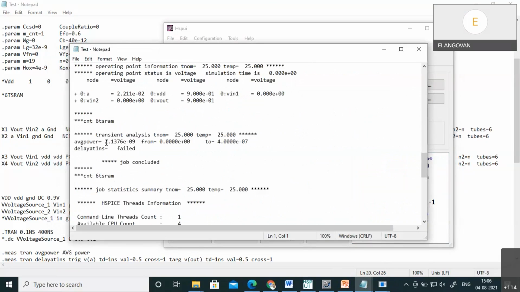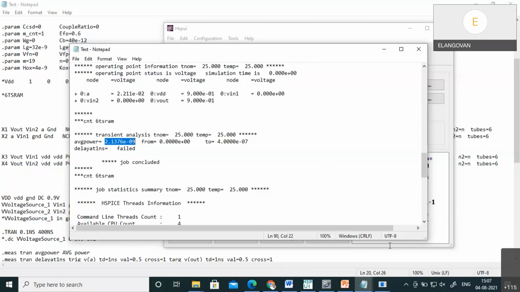Yeah, listen, power has decreased well, right? Rather than using a common chiral vector for all the devices, if you use different chiral vectors, like a PCNTFET with a chiral vector of 16,0 and all NCNTFETs with the value of 19,0, the power is well minimized. Already we had 2.89 something. Now we have 2.13 something.